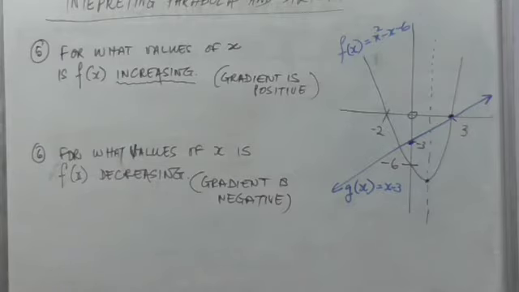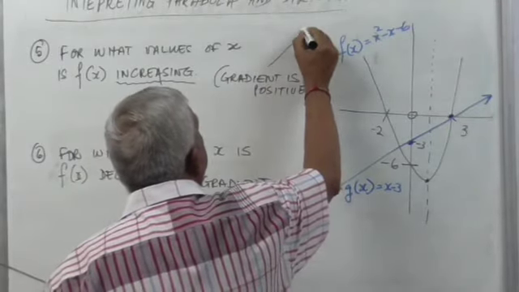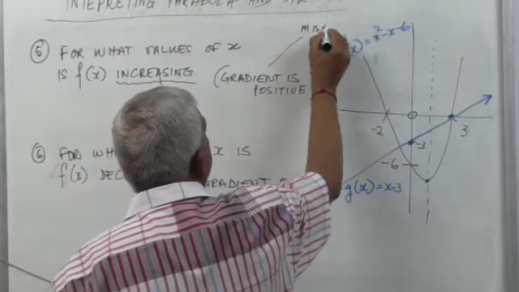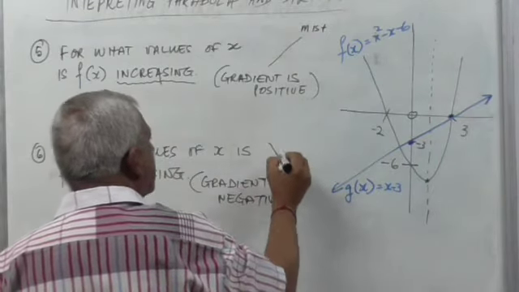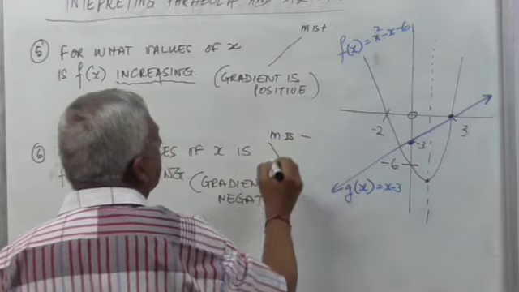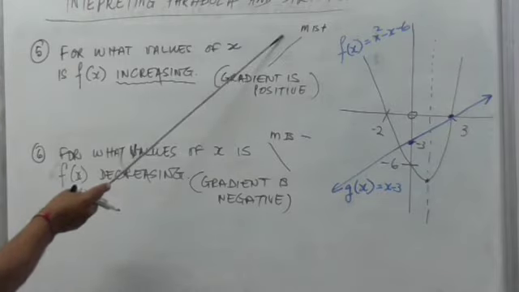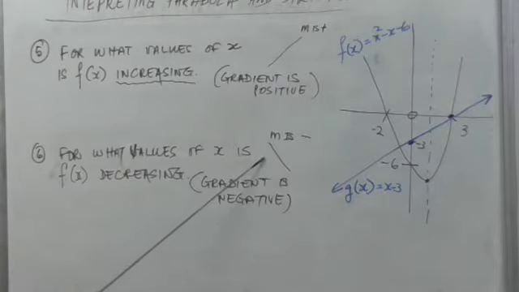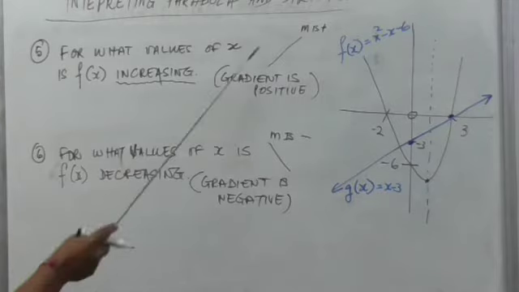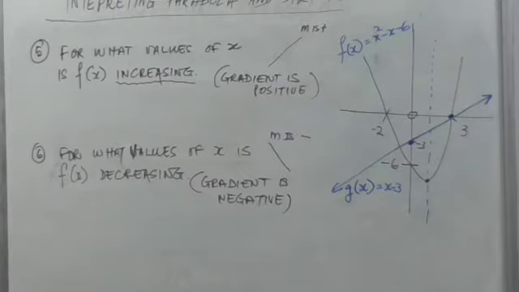Now, you must know your straight lines. If a straight line goes this way, then the gradient is positive. If a straight line goes this way, then the gradient is negative. So we must know that, basics. And these straight lines will help us on the parabola or any other curve.